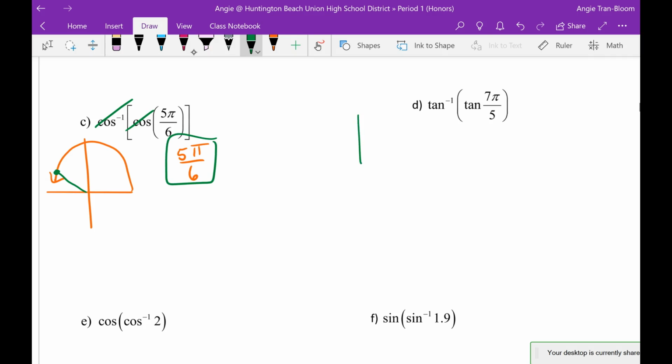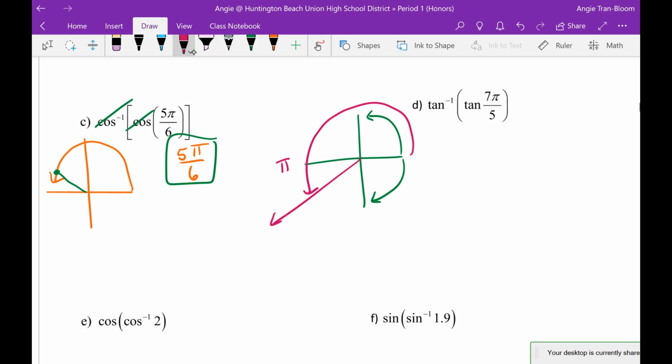Now 7 pi over 5. Can you tell me the restriction for tangent inverse, please? Quadrants 1 or 4. Now 7 pi over 5. Tell me the quadrant. How far am I going? So this is pi, so that's 5 over 5. Okay, but right there. It's 7 pi over 5. Someone tell me this reference angle, please. What's the reference angle? 2 pi over 5. Okay, important.